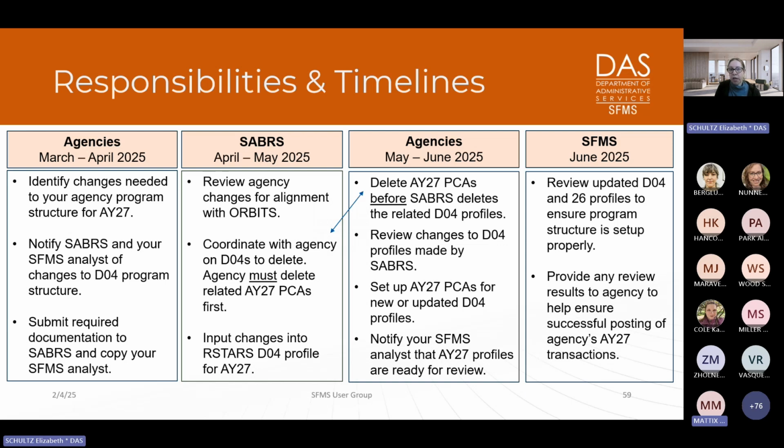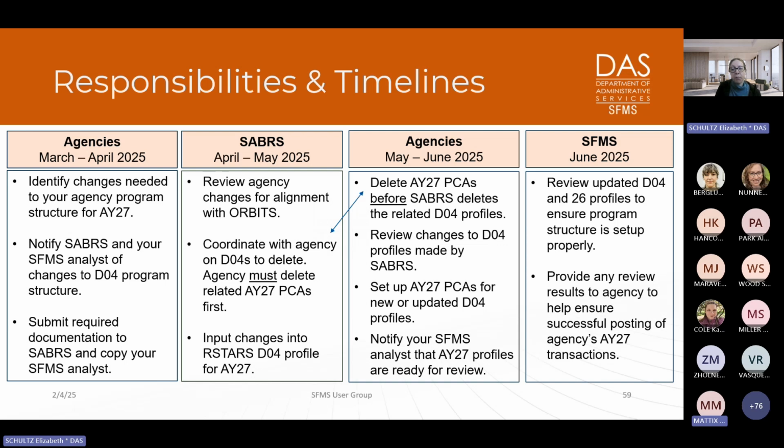Agencies, generally the May-June timeframe, they're updating their PCAs, they're reviewing that those DO4s have been set up appropriately to prepare for the new AY, setting up any new AY27 PCAs that are going to be needed for new or updated DO4s. And then as soon as that work is completed, notify your SFMS analyst, and then SFMS does a review to make sure everything's set up. We try to complete those reviews before July 1st, before the start of the biennium, so we can make sure all that coding is good and ready to go, so you could start coding AY27 transactions starting on July 1.